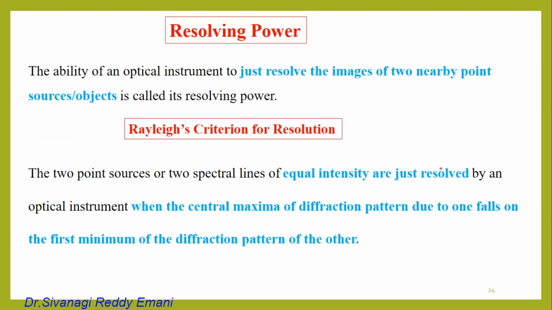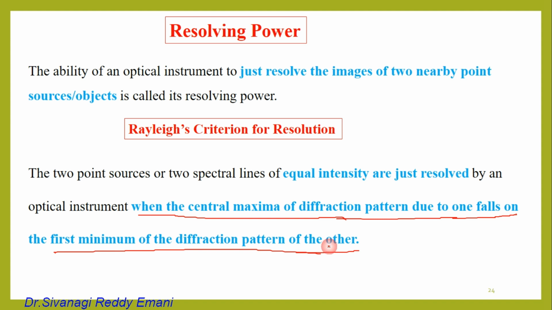Now we will come to the Rayleigh criterion. Two point sources or two spectral lines of equal intensity are just resolved by an optical instrument when the central maximum of the diffraction pattern due to one falls on the first minimum of the diffraction pattern of the other. So here two things we have to consider. One is the central maximum of one, and the second is the first minimum of the other spectral line.